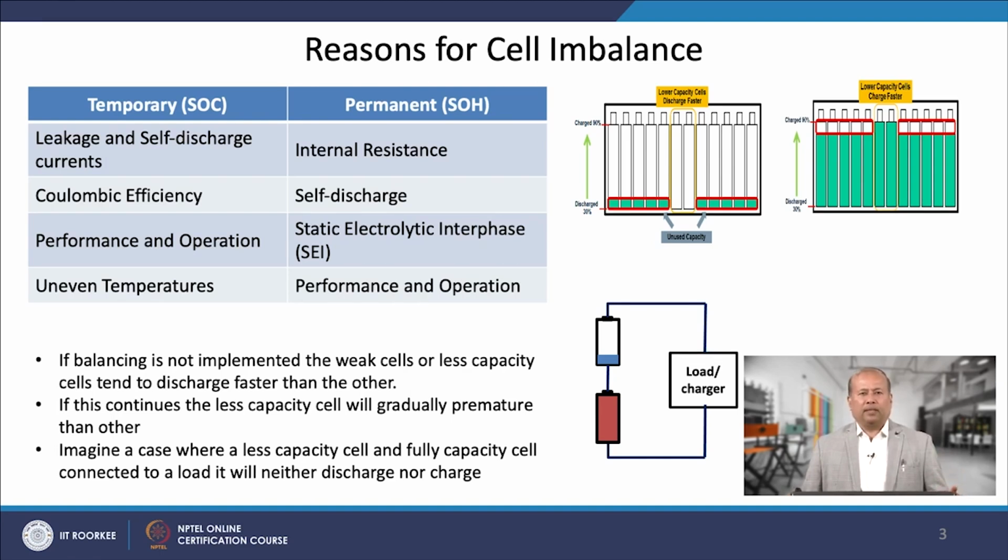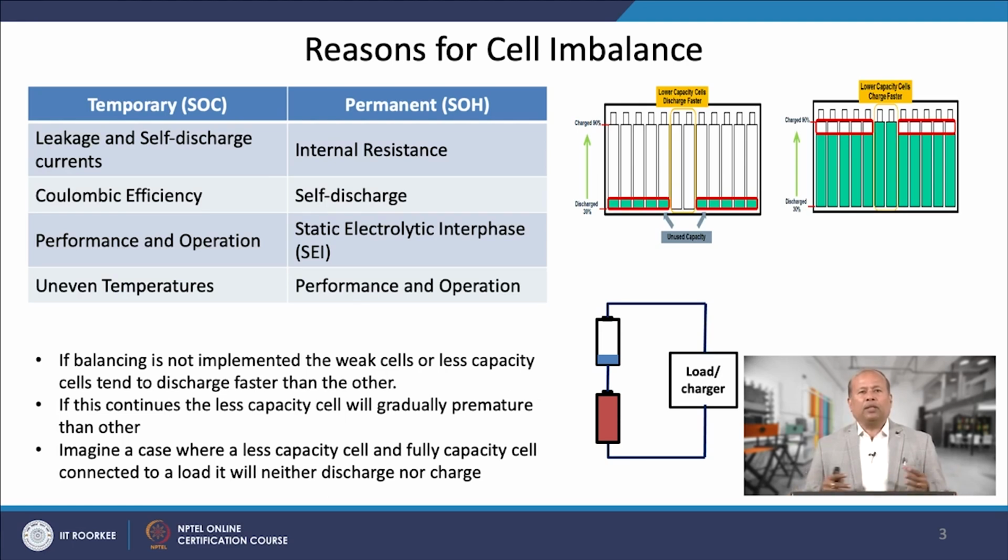Assuming that all the cells have the same composition, the Coulombic efficiency and self discharge will be the same, leaving the most significant imbalance factors: uneven temperature distribution and leakage currents distributed to the BMS.